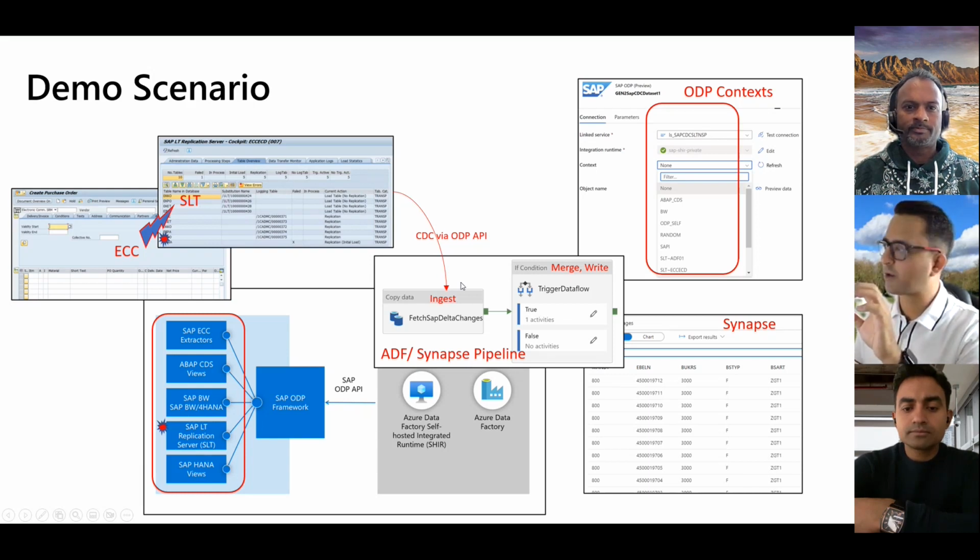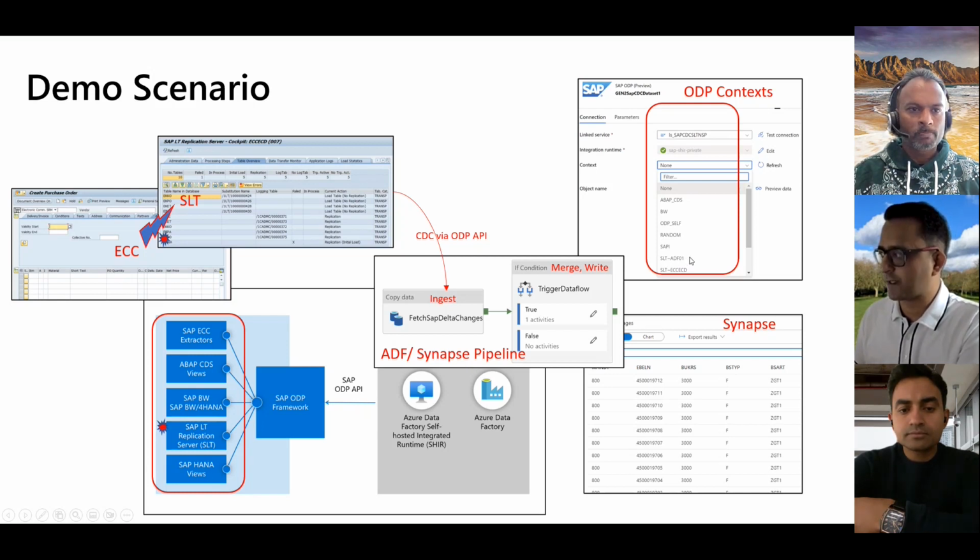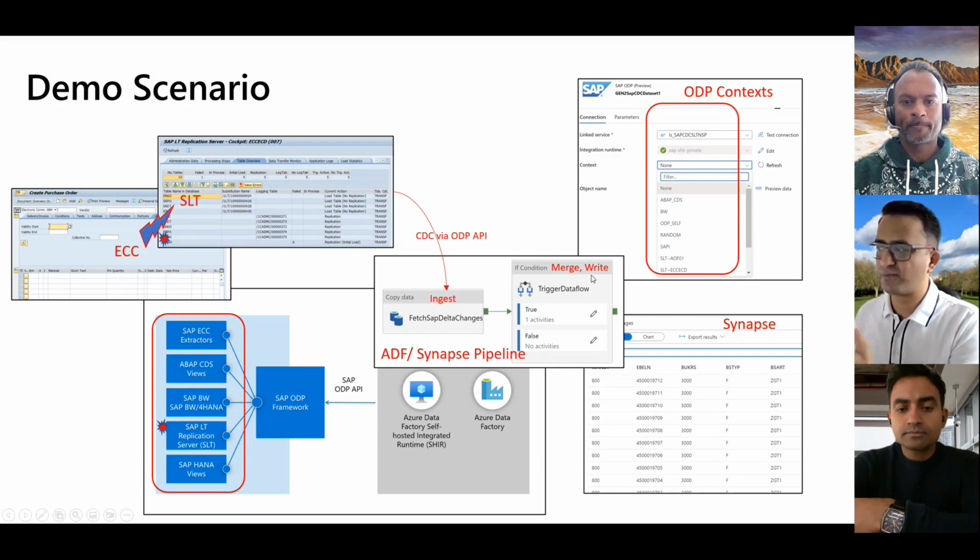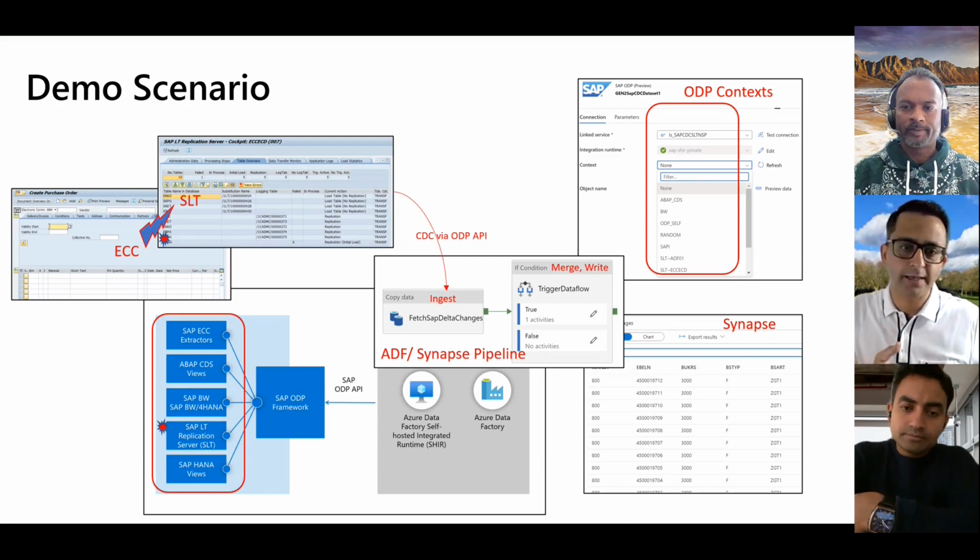And then depending on which ECC or which source system I want to fetch the data from, I can select the context accordingly. So if you have multiple ECC or multiple transactional systems connected to the same SLT, you would see all of those as a separate context there. And other than that, you have got the SAP extractors, the CDS views, and the BW context.